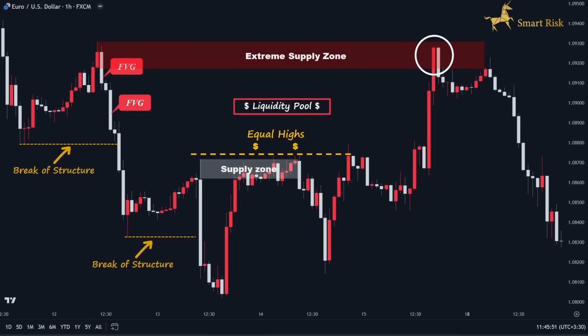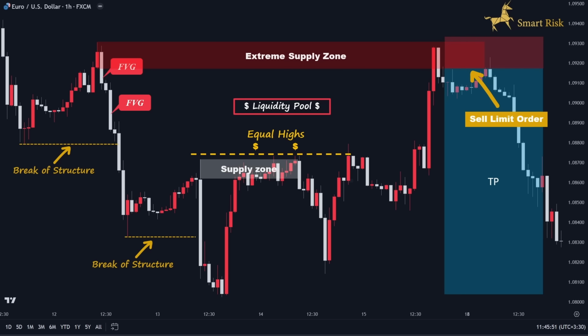For example, we could employ the aggressive entry model by placing a sell limit order at the lowest point of the supply area. Alternatively, we can opt for a more conservative approach by seeking additional confirmation, such as waiting for the price to form multiple reversal patterns, like a change of character in the current or lower time frames.